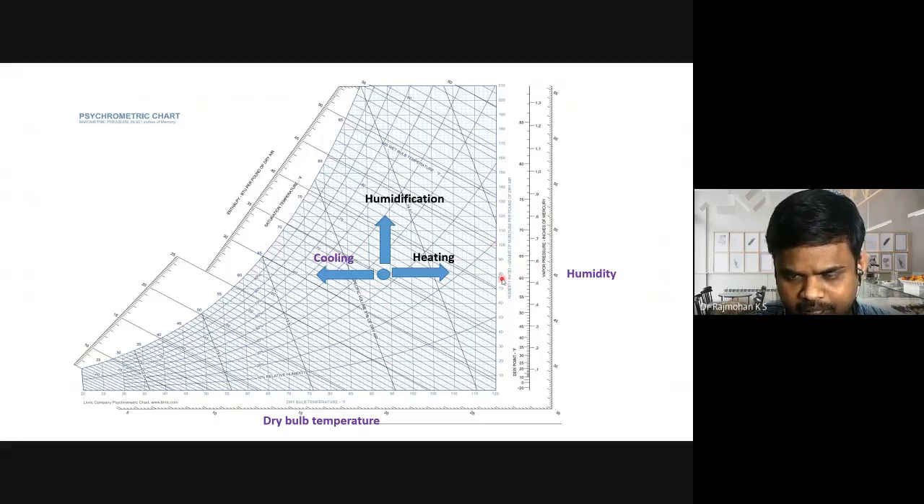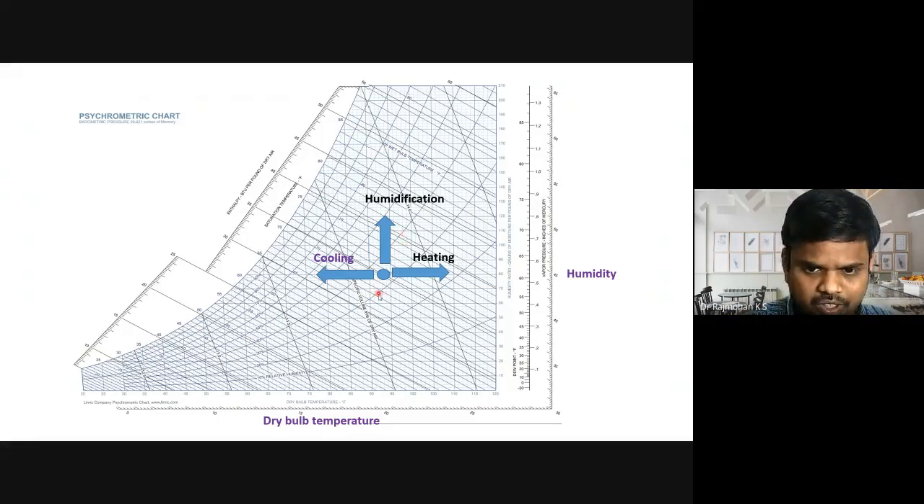Initially we have a particular absolute humidity, capital H. If you are increasing it from the initial value to some final value, we are increasing the capital H value. With initial and final, we can come to know the amount of moisture added to the system. So that is the humidification process. Without changing the temperature, we can still increase the amount of water vapor present in the air. That process is called humidification.